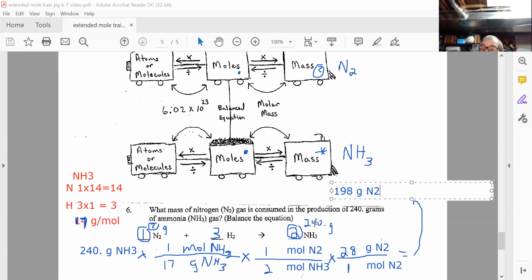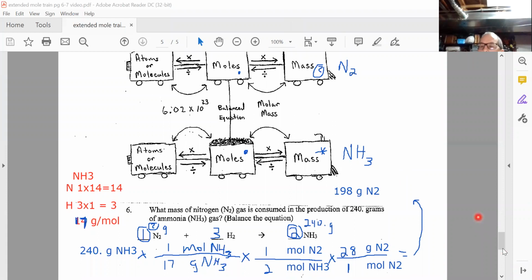In fact, if somebody said, how much hydrogen would I be consuming here? You wouldn't even have to do a mole train. You could say, oh, 198 plus 42 equals 240. So there's a lot of ways you can interconnect these problems. And this seems like it's probably going to be close to 200. It's going to be less than 240, but it should be a lot more than the hydrogen because the nitrogen has a lot more of the mass. That makes sense.